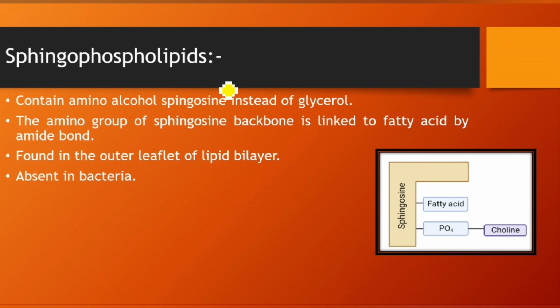So our next structure is sphingophospholipids. A sphingophospholipid has a sphingosine backbone. They contain an amino alcohol, sphingosine, instead of glycerol. The amino group of the sphingosine backbone is linked to a fatty acid by an amide bond.